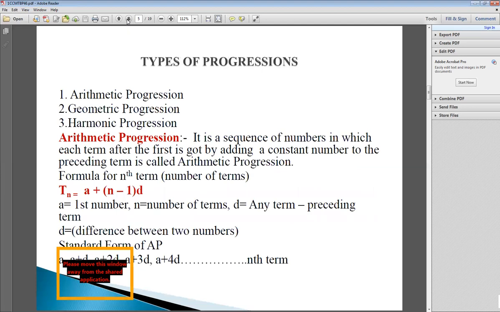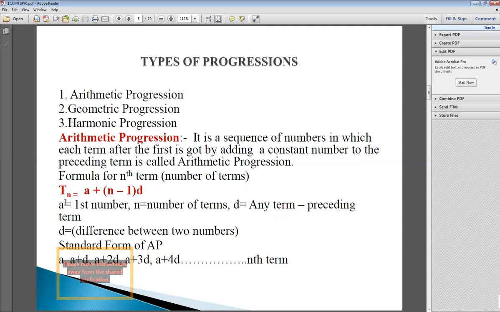Again, in the case of progression, we have three types: arithmetic progression, geometric progression, and harmonic progression. Let us know what we mean by arithmetic progression. Arithmetic progression is a type of sequence of numbers where each term after the first term is got by adding a constant number to the preceding term. In an arithmetic progression, we calculate the value of the nth term, or the last term of the series.